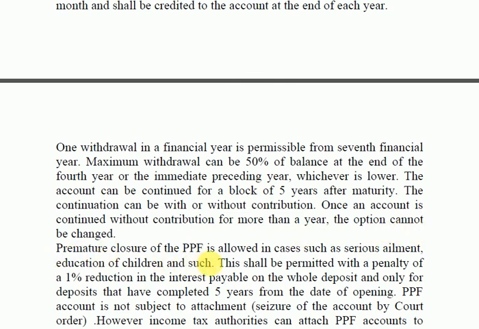Premature closure of the PPF is allowed in cases such as serious ailment, education of children, and such. This shall be permitted with the penalty of a 1% reduction in the interest payable on the whole deposit and only for deposits that have completed 5 years from the date of opening.